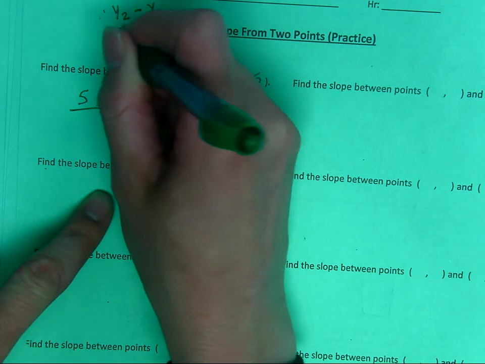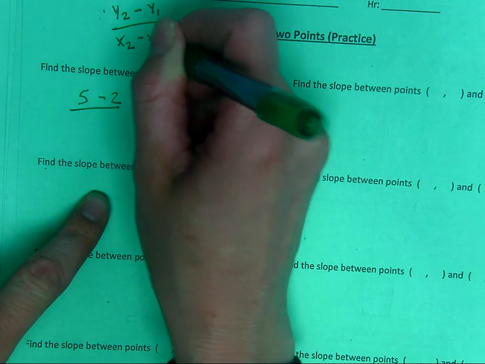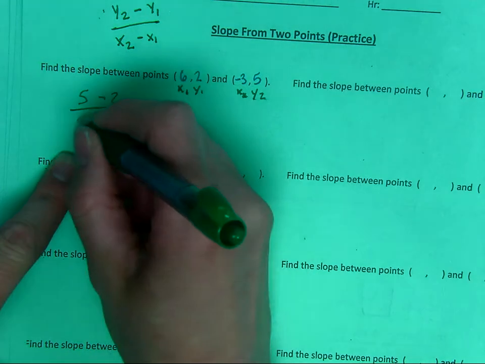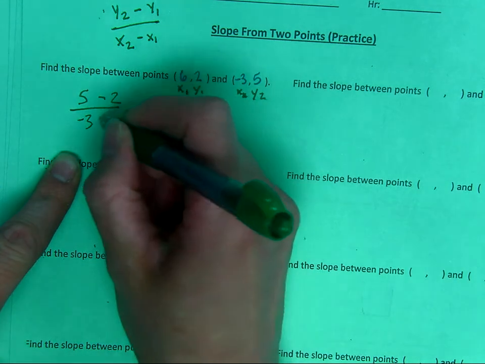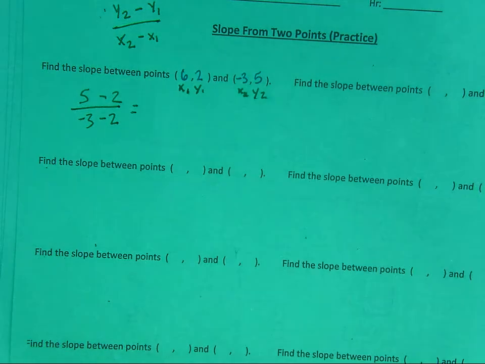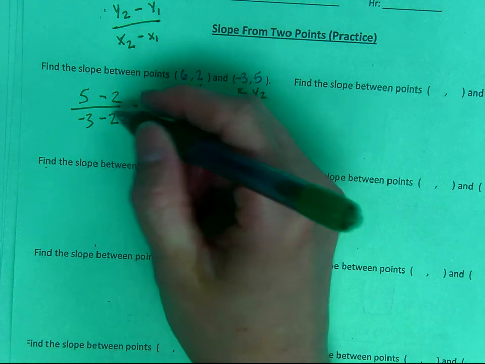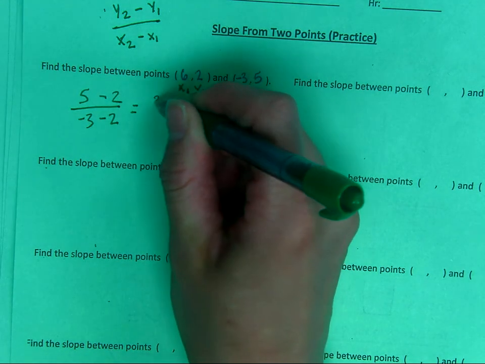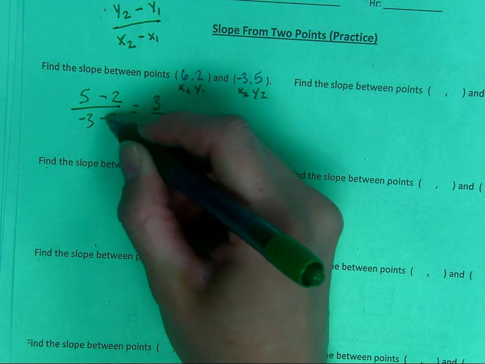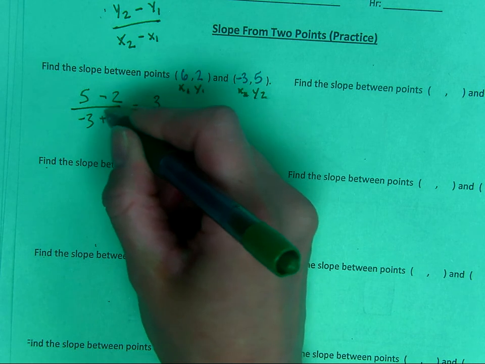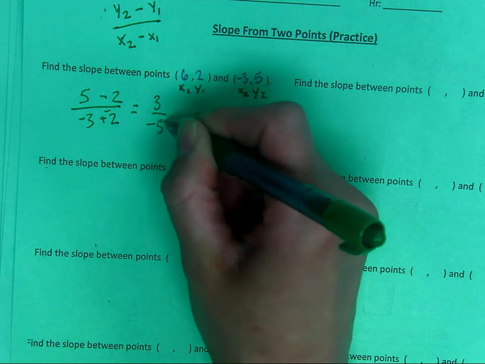And then the bottom for my run, I'm going to take my second x and subtract my first x. So I have negative 3, subtract 2. That's kind of how we set the problem up. And then we just do the math. Straight across, 5 minus 2 is 3. Negative 3 subtract 2. If you need to keep, change there, you can. Gives us negative 5.